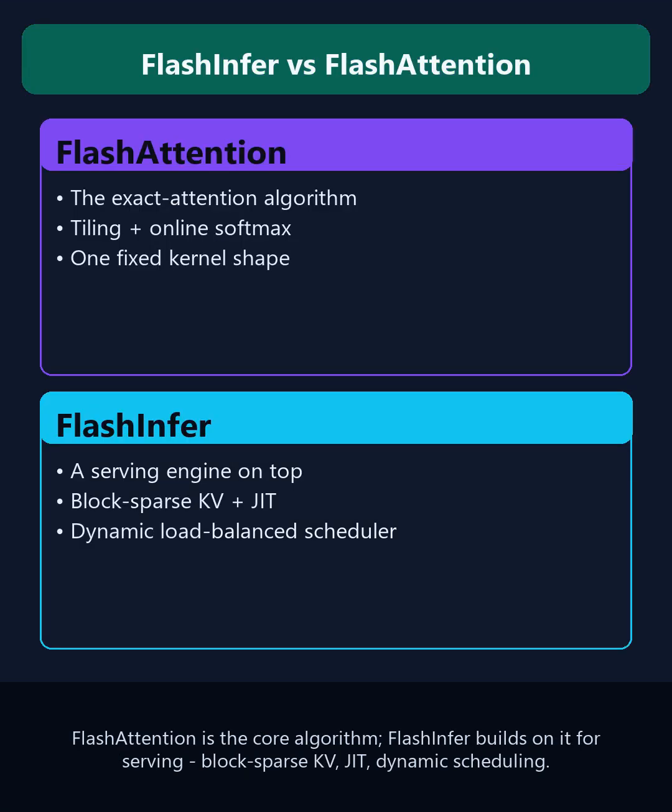How is this different from FlashAttention? FlashAttention is the exact attention algorithm, tiling plus online softmax, that avoids writing the huge attention matrix to memory. FlashInfer builds on top of it for serving. It adds the block-sparse cache, just-in-time customization, and a dynamic scheduler. On both uniform and skewed sequence lengths, its load balancing beats a single fixed FlashAttention kernel.